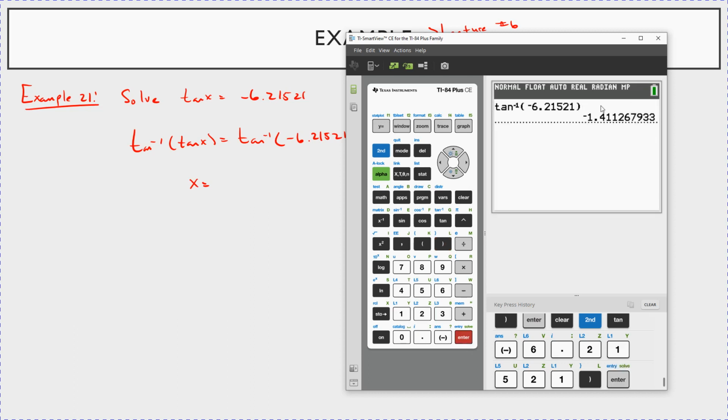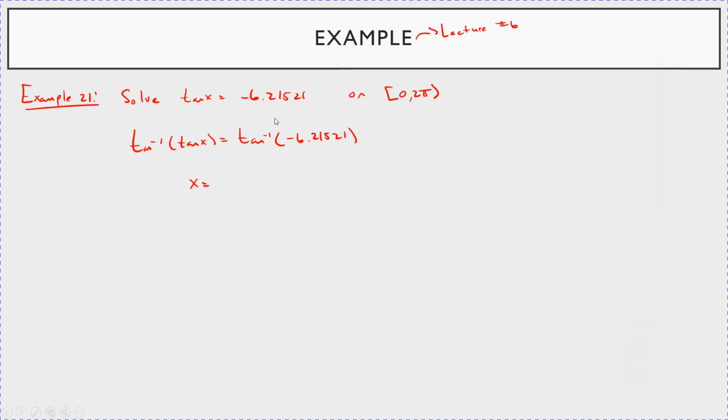And look what you're going to get. You're going to get a negative number. So I'm going to round this to 4 decimal places: negative 1.4113. But I want x to be between 0 and 2 pi. This number is not between 0 and 2 pi. So you have to figure out what's going on here.